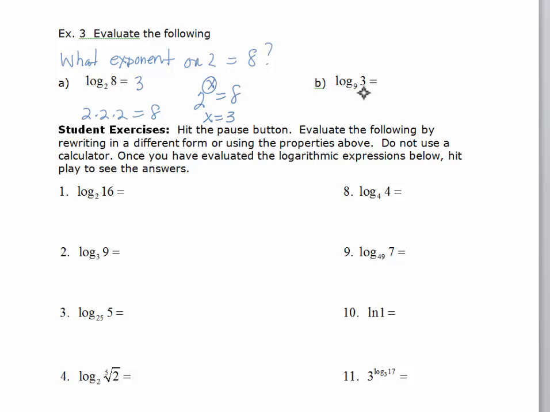So what we're going to do is rewrite this in exponential form. We'd say 9 to some power is equal to 3. And so what I do know is that the square root of 9 is equal to 3. So 9 to the 1/2 is equal to 3, right? The square root of 9 equals 3. So the log of 3 base 9 is actually a half.